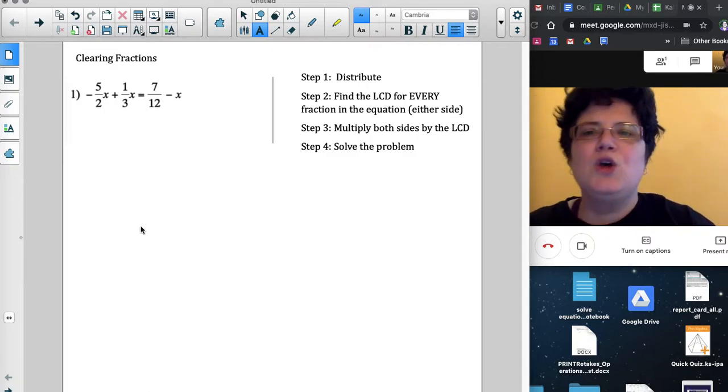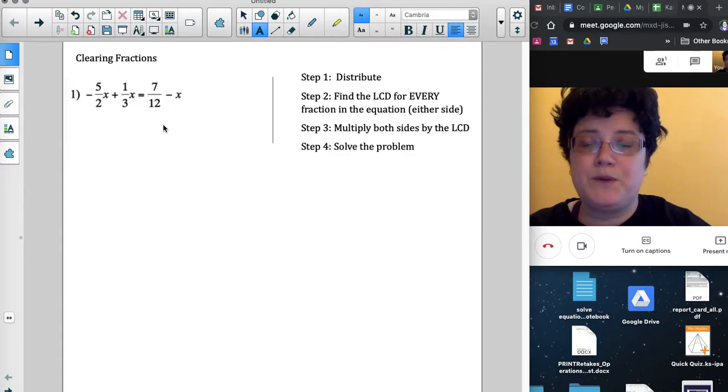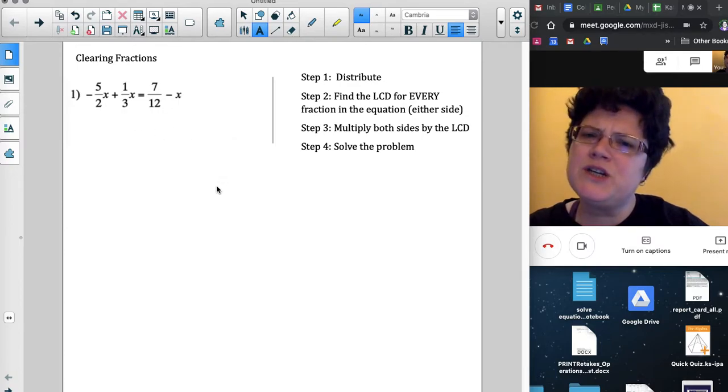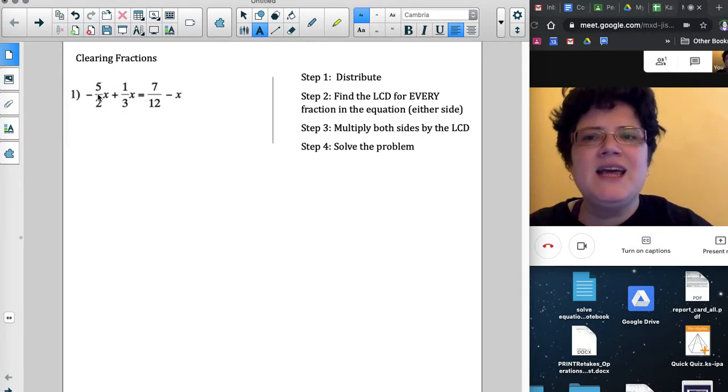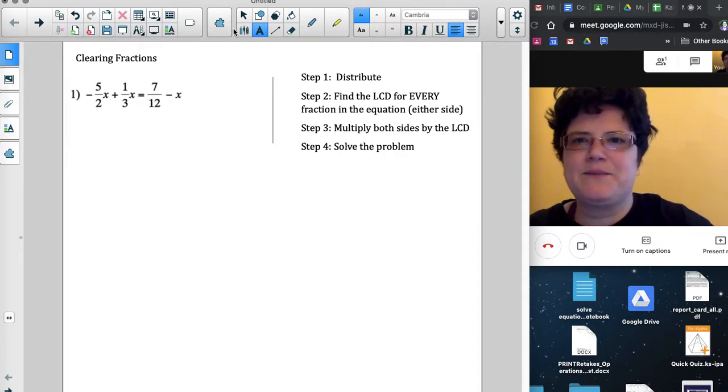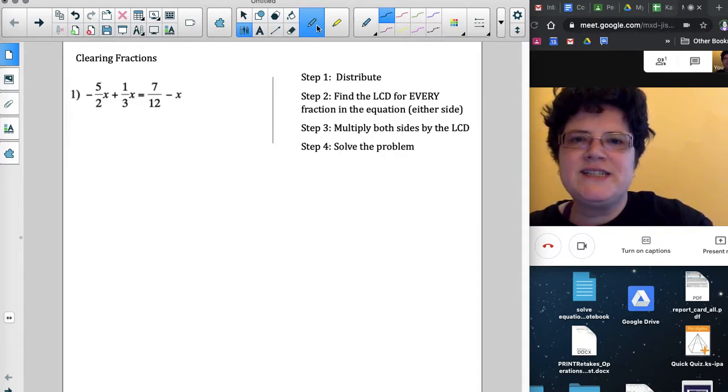Okay, so the first thing that we're going to do is always check if there's anything to distribute in your problem, because that could change the way the problem looks. We'll look at an example like that in a second. But here there's nothing to distribute, so I can jump straight into the second part of this problem, which is finding a least common denominator.